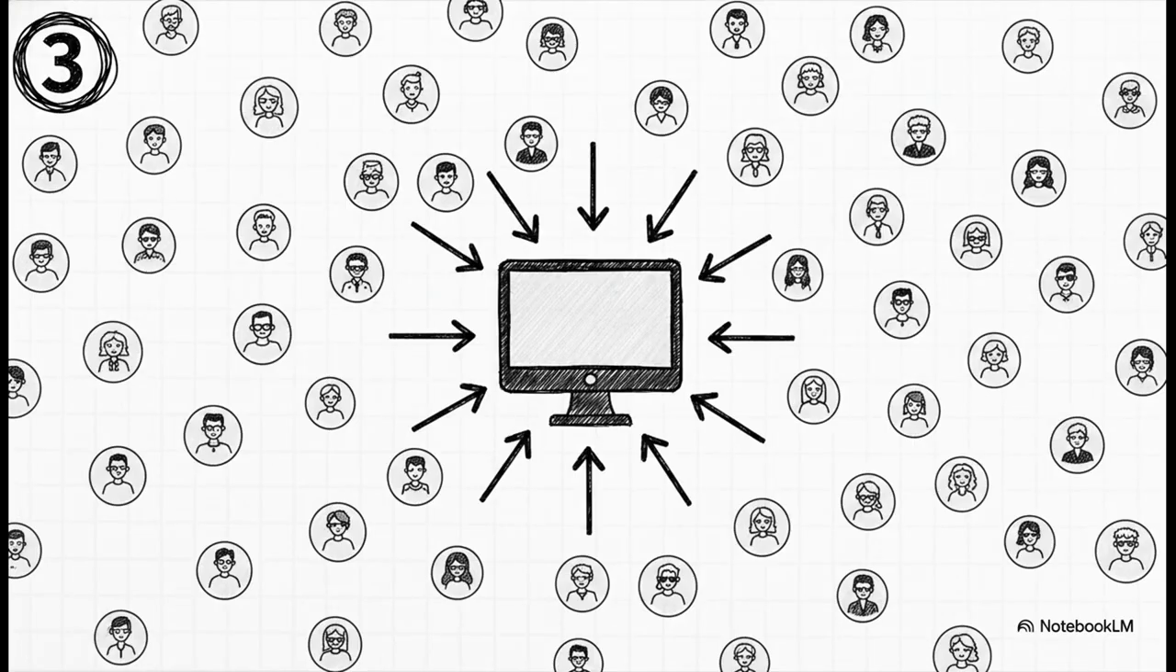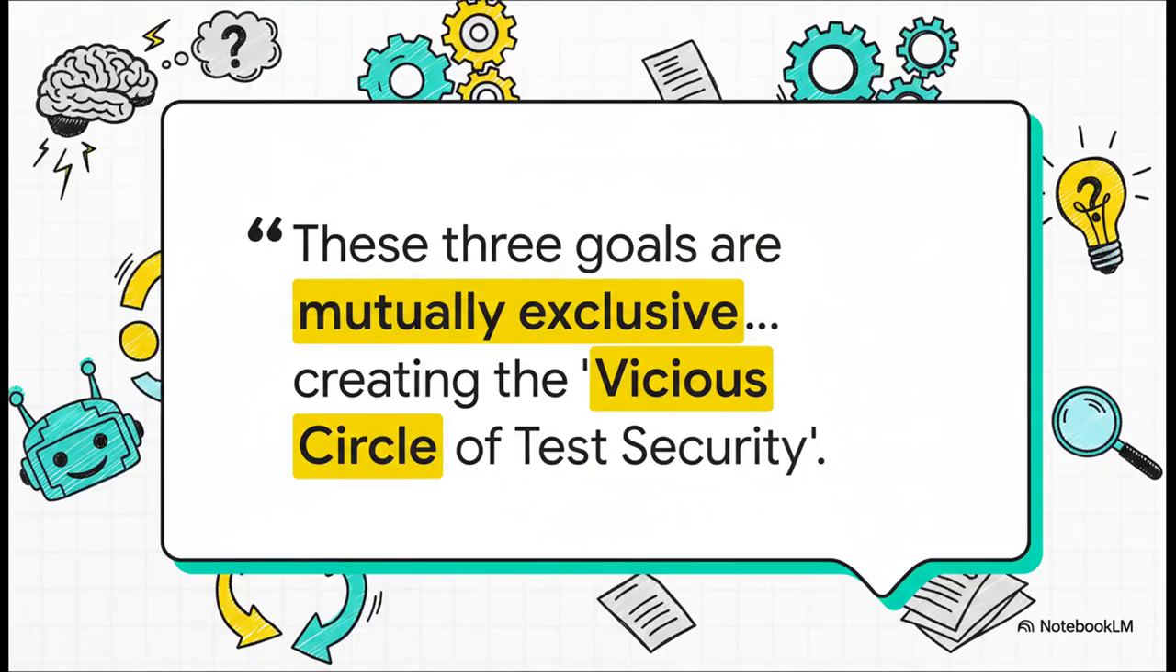And third, you have scalability. I mean, the whole reason we moved tests online in the first place was to reach thousands, maybe even millions of people wherever they are, whenever they want to take it. And right here, this is the trap. In the AoI model, these 3 goals, security, validation, and scalability, are basically at war with each other. You can't have all 3.